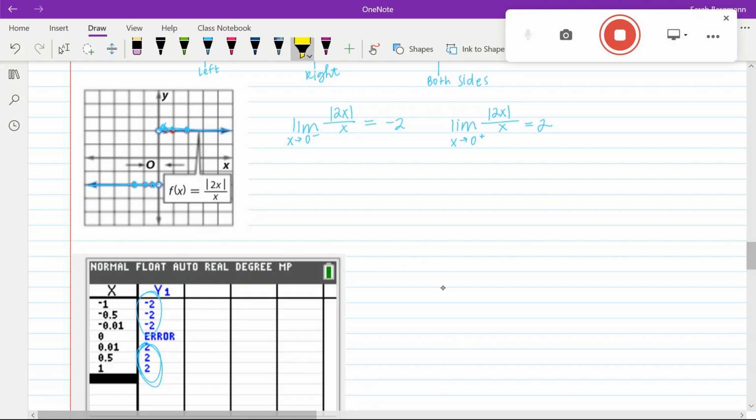Since the limit from the left is not equal to the limit from the right, this one's -2, this one's +2, that means that the limit as x approaches 0 for the absolute value of 2x over x does not exist. Because as we look at this, as we're approaching 0 from the left and 0 from the right, we're not approaching the same y value, so the limit cannot exist. You can put DNE for this to abbreviate it.